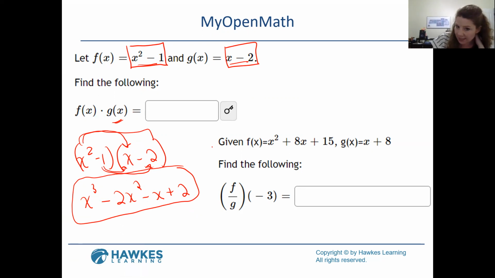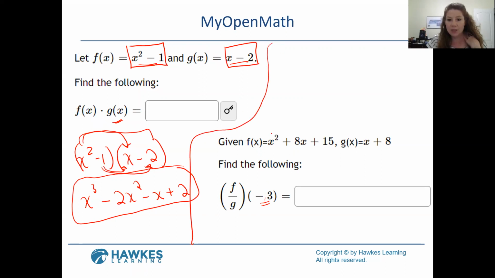All righty. Then it says we're going to divide f by g. But for all of the variables, we're going to plug in -3. Okay, so this is a different problem. So we're going to plug in -3. We're going to get -3 squared plus 8 times -3 plus 15. So let's type that in our calculator.